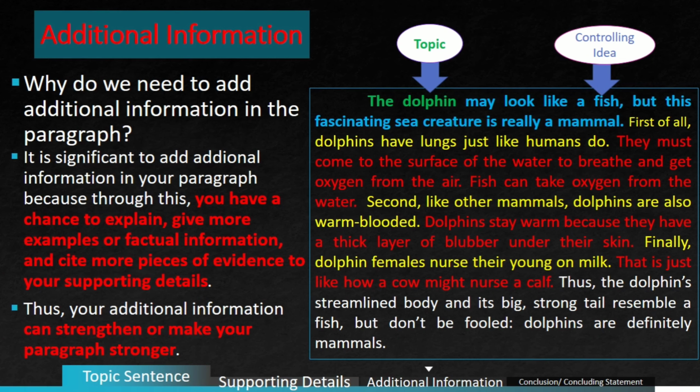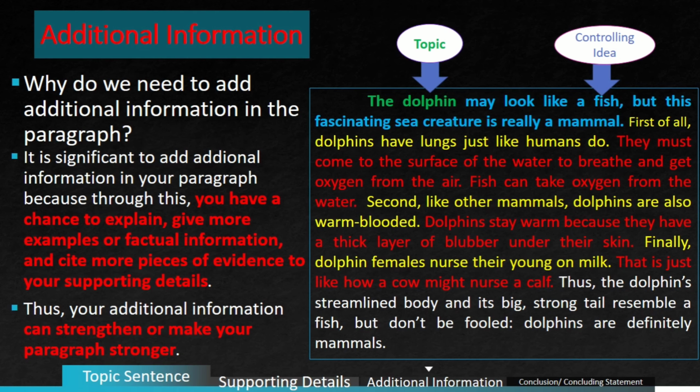And in our second supporting detail, it is also given with additional information. It says, dolphins stay warm because they have a thick layer of blubber under their skin. So this statement explains why dolphins are also warm-blooded. Okay?